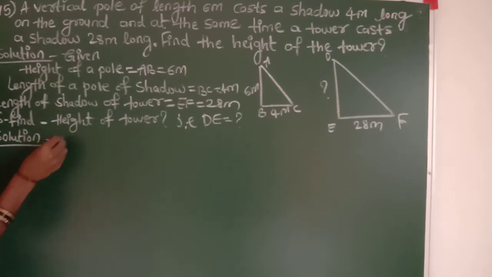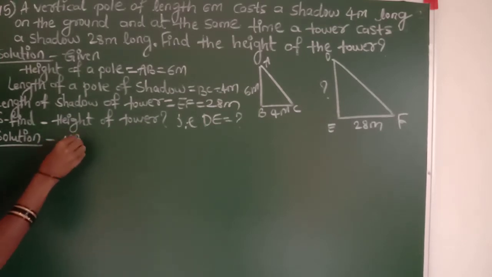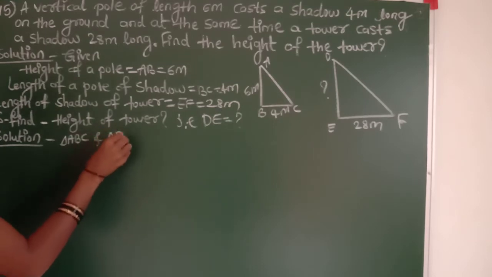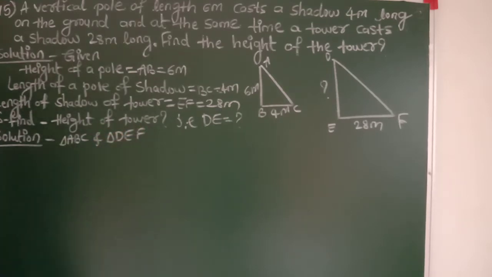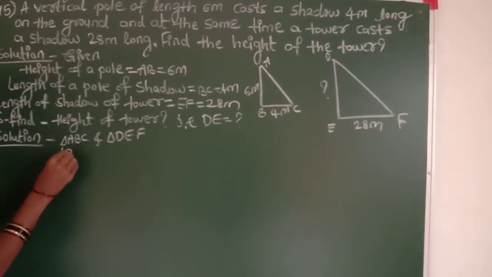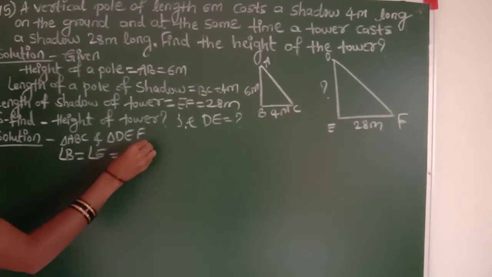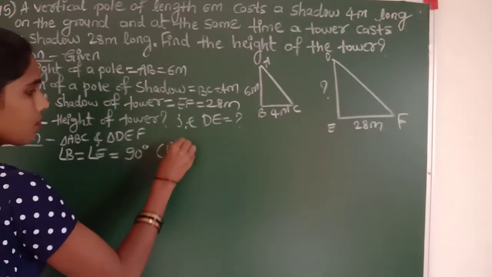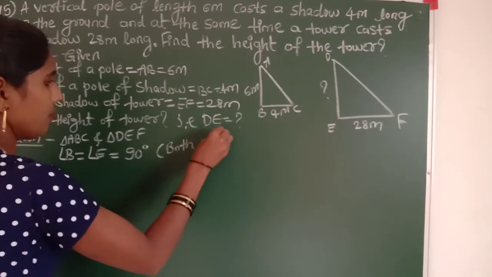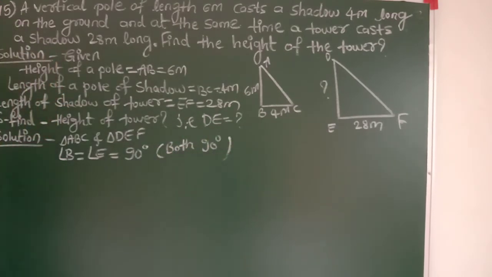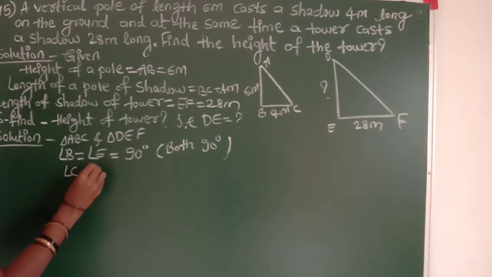Triangle ABC and triangle DEF. Here angle B is equal to angle E is equal to 90 degrees, both are 90 here. Next, angle C is equal to angle F.